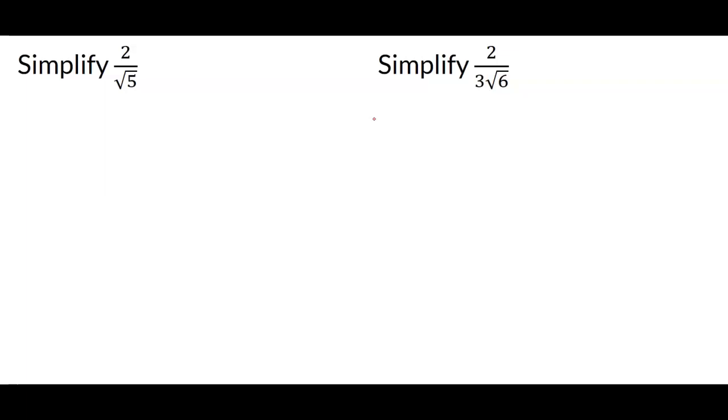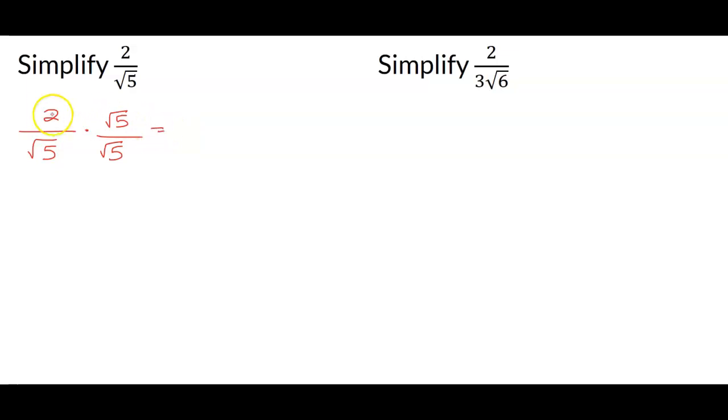So we're going to start with the first one, 2 divided by the square root of 5. In order for us to make sure that there are no radicals in the denominator, we're going to multiply the numerator and the denominator by the square root of 5. So we multiply square root of 5 divided by square root of 5. You notice that that cancels out to be 1. So that simply tells us that we're not really changing the fraction at all.